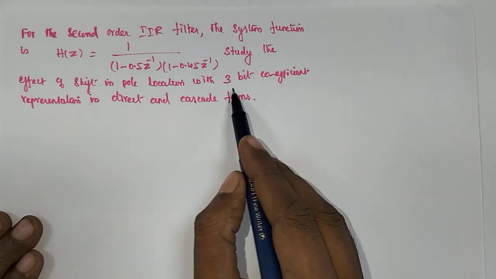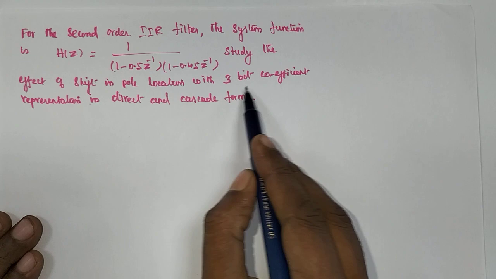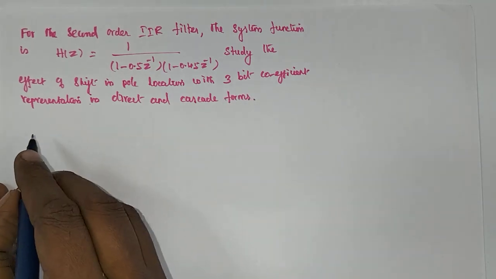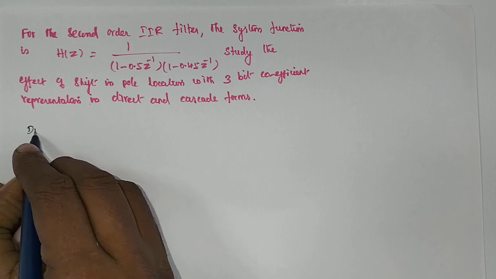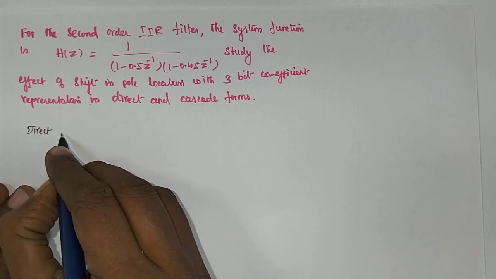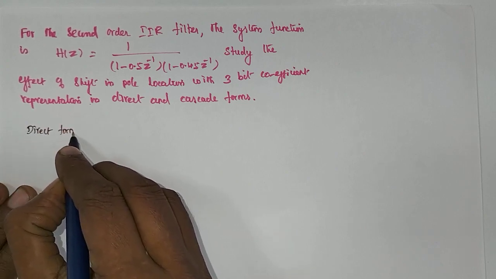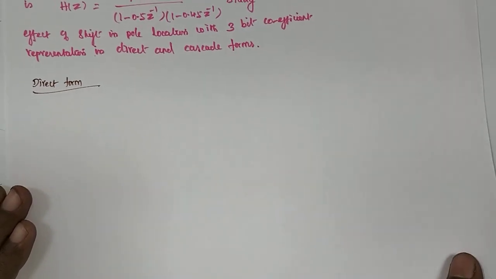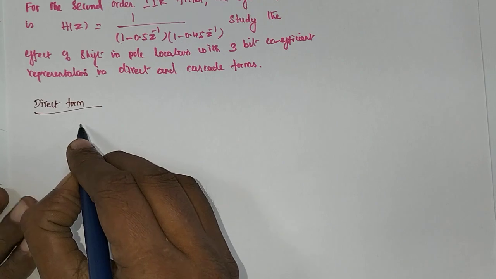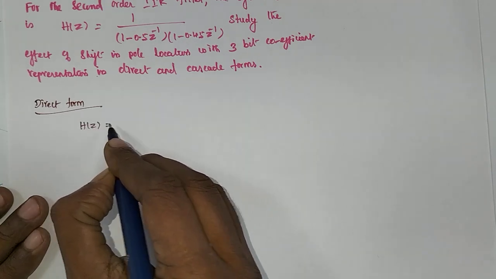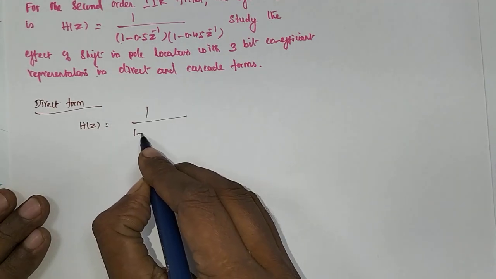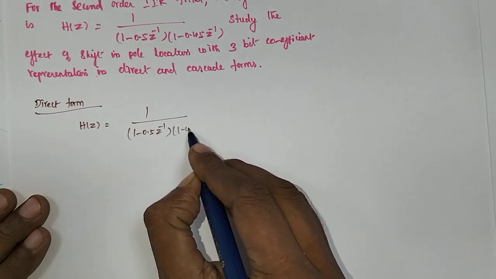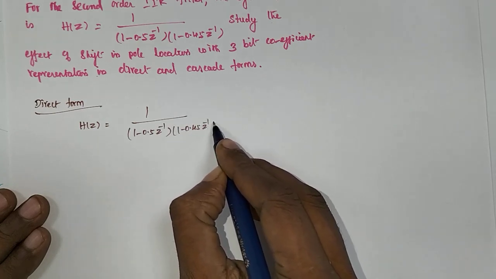Here for quantization, a 3-bit truncation is used. First, the first step is for direct form. Before direct form, you must find the actual poles. That is 1 divided by (1 minus 0.5 z inverse) into (1 minus 0.45 z inverse).